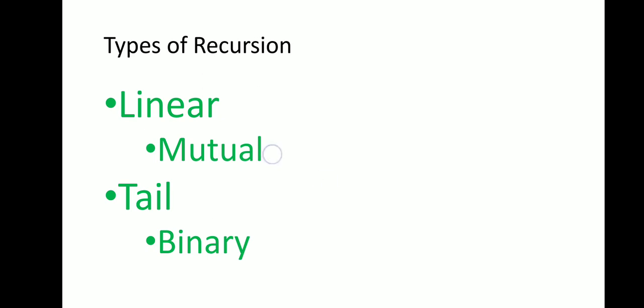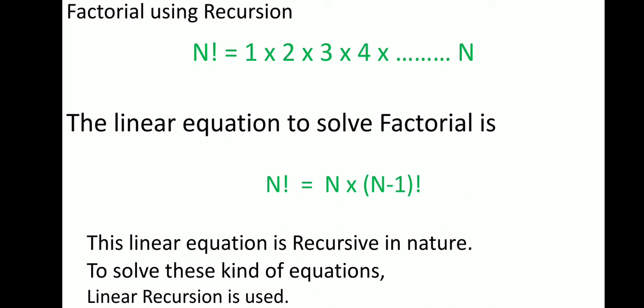So now we will discuss an example for recursion. Factorial using recursion. This comes under linear recursion. So first you should know how to calculate factorial. N factorial. For example, you want to calculate 3 factorial. Then the value is 3 into 2 into 1. So for n factorial, you should write 1 into 2 into 3 into 4, etc.